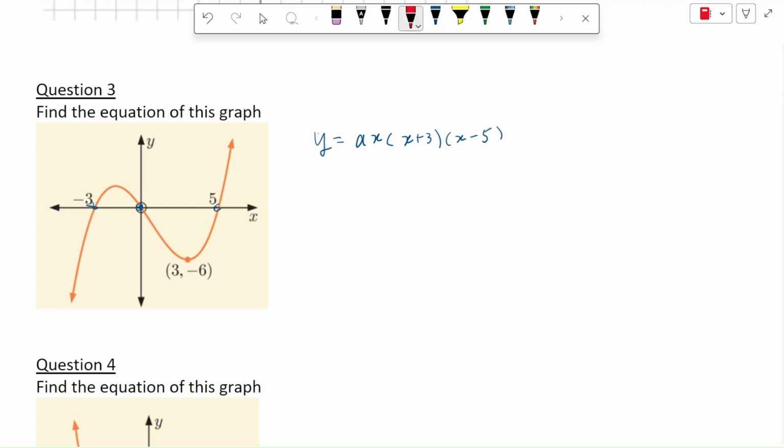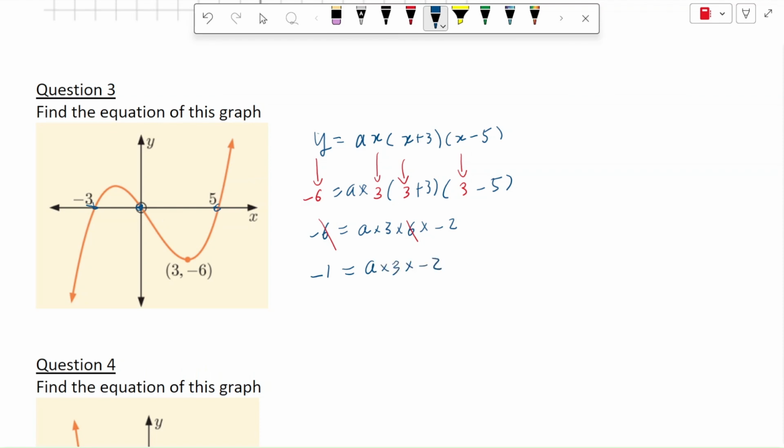And we also know that if I sub in 3 for the x value, I should get -6 for the y value, and that can help us figure out what a is supposed to be. All right, and then we'll just chug through this algebra. So that's a times 3 times 6 times -2. So that is -6 equals, actually what I'll do, I'll be a little bit cheeky. Cancel that off both sides, so we're going to be left with -1 is a times 3 times -2. So -1 is -6a, therefore a is 1 over 6. So y would have to be 1/6 x, x plus 3, x take 5.